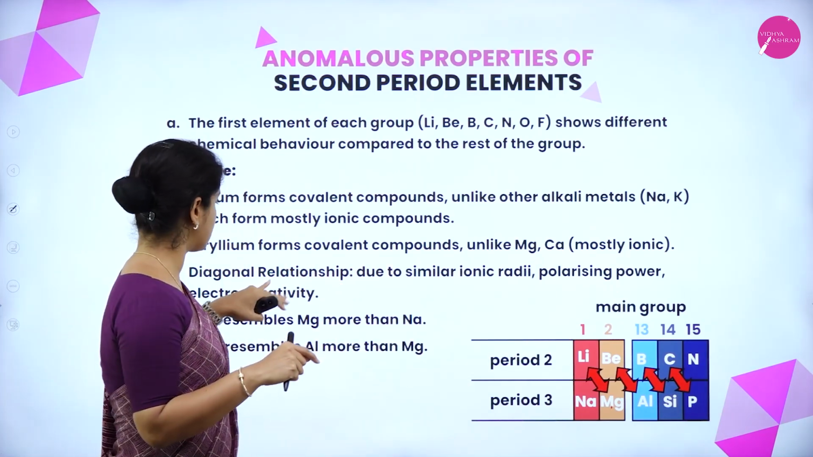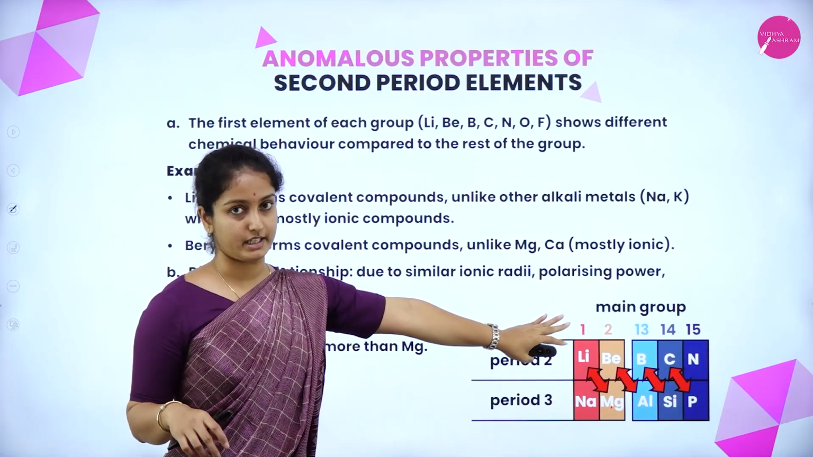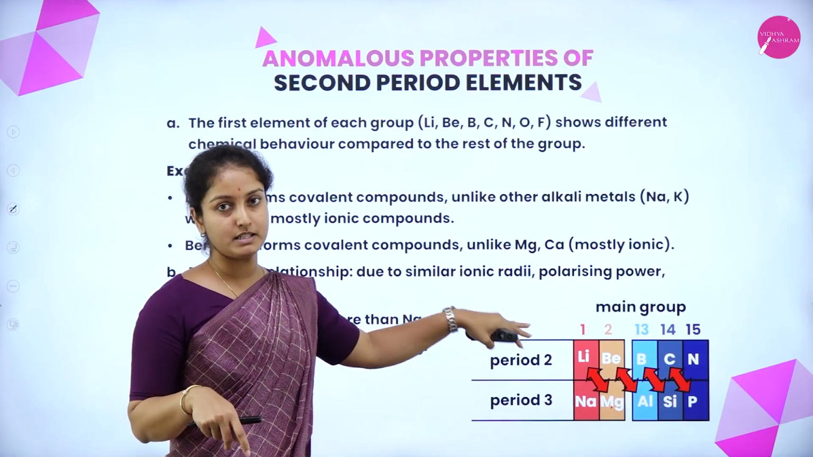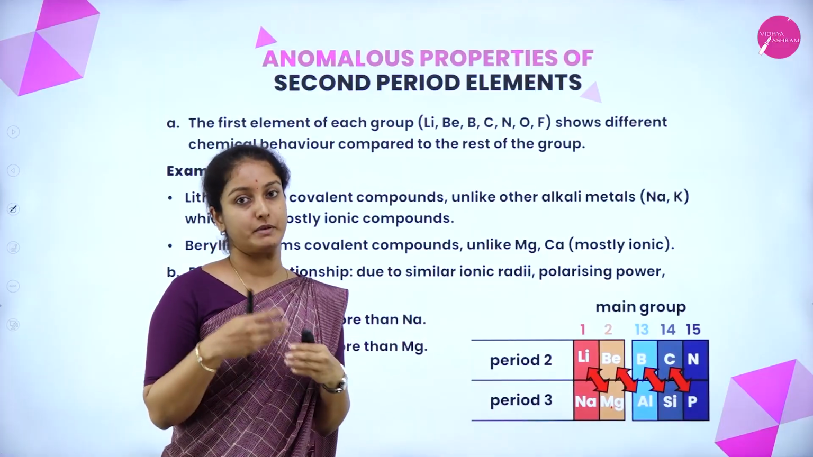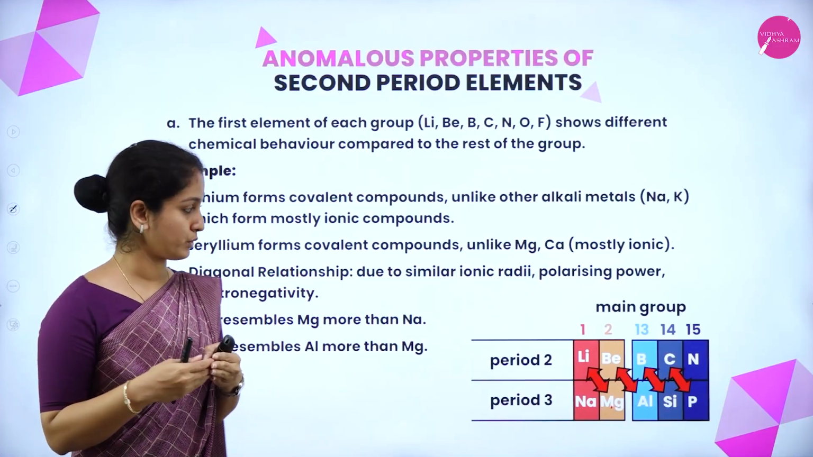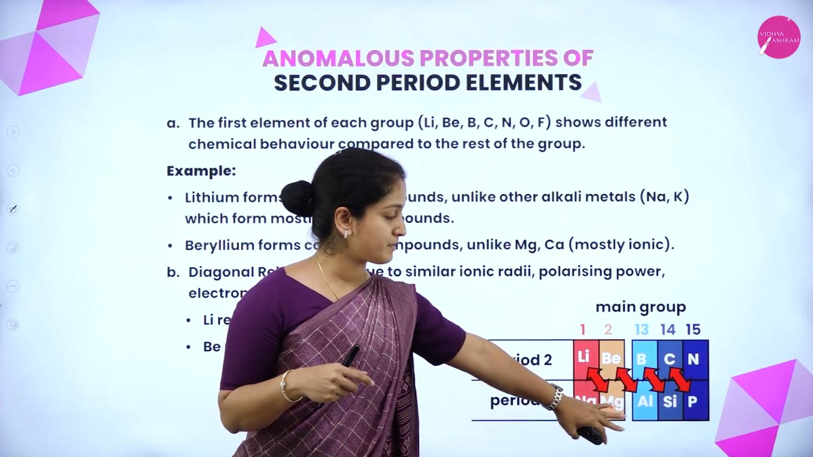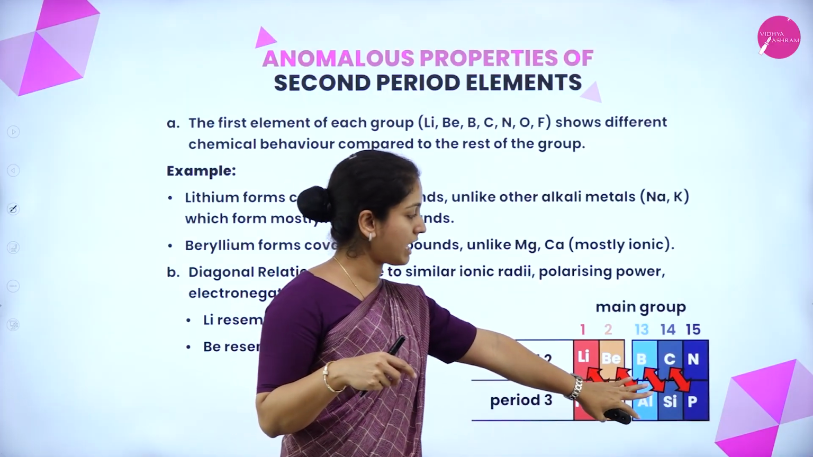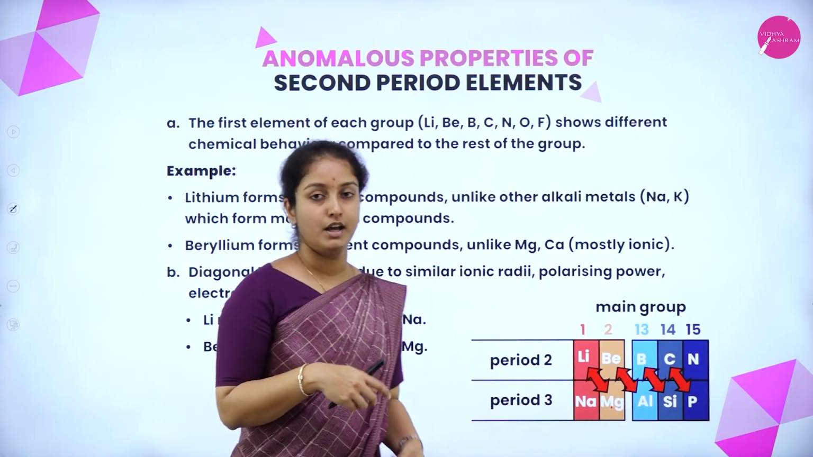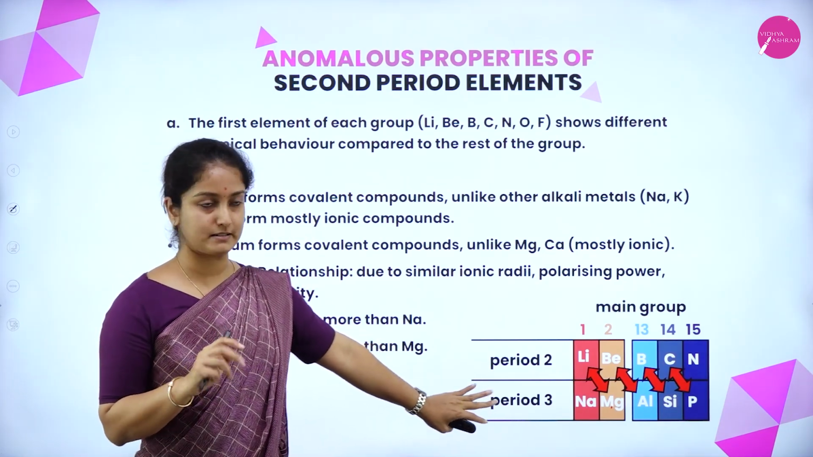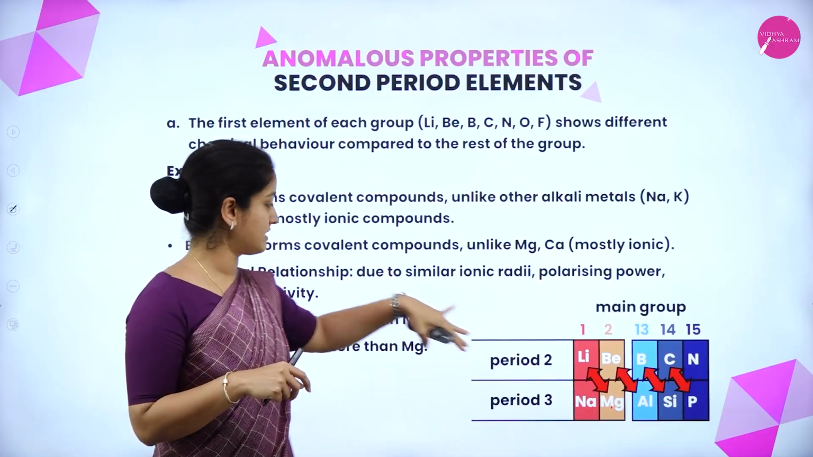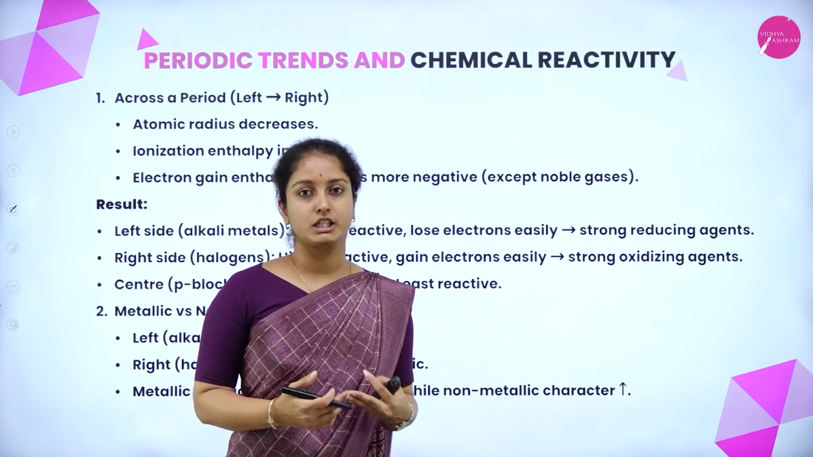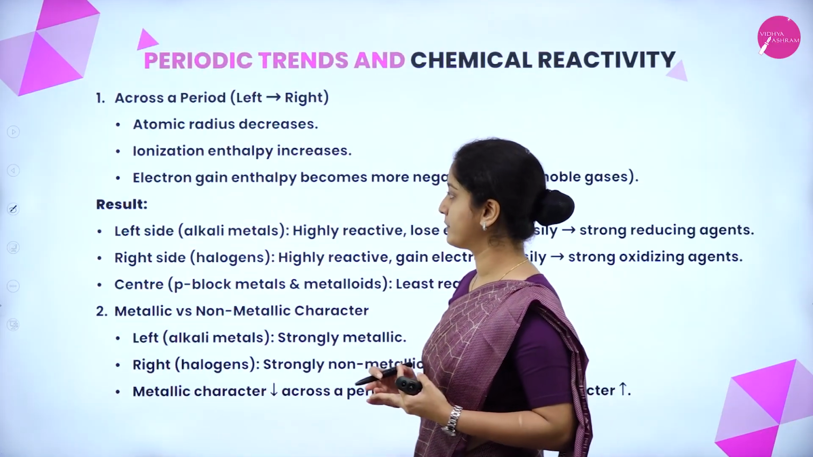There is one more property, that is diagonal relationship. Due to similar ionic radii, polarizing power and electronegativity, the elements show properties similar to those of elements placed diagonally down from them. For example, lithium has properties similar to magnesium, beryllium has properties similar to aluminium, and boron has properties similar to silicon, and so on. So it is only up to period 2 and period 3. This special kind of property is called diagonal relationship between the elements lying in periods 2 and 3. Okay, now we shall learn about chemical reactivity, what happens across a period and down the group.